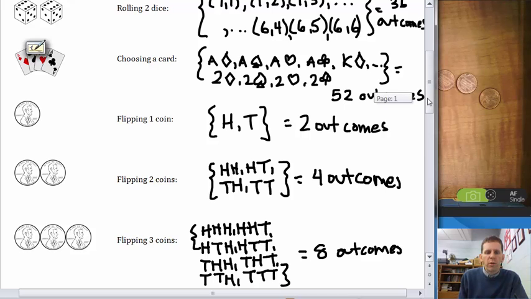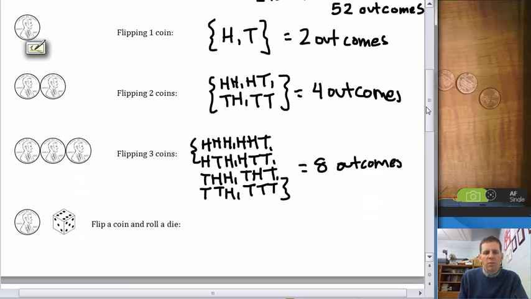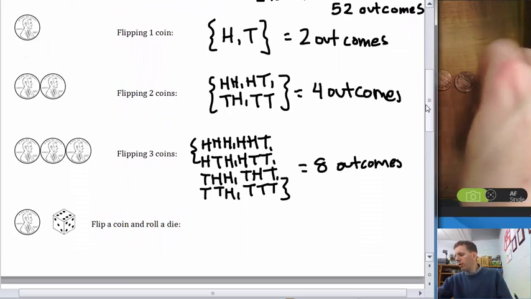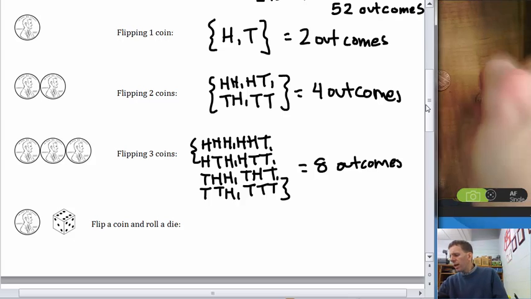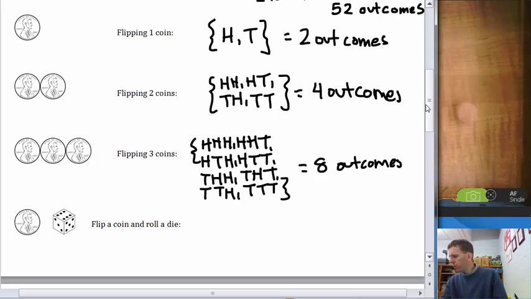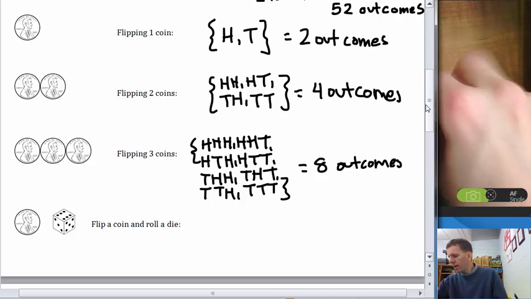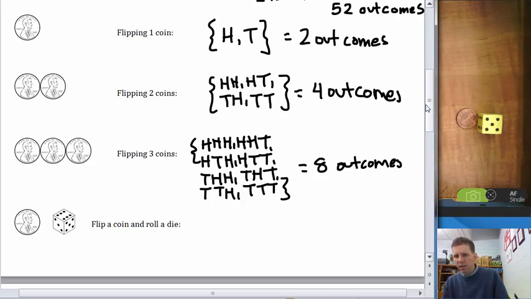Of course, one other thing you could do is combine experiments. For example, you could flip a coin and roll a die. What would that look like if you're writing the sample space? Well, here's a coin flip. Here's a roll of the die. We got tails and a 5. So we abbreviated tails with a T. 5 is 5. So T5 would be one possible combination. There's a bunch, in fact.